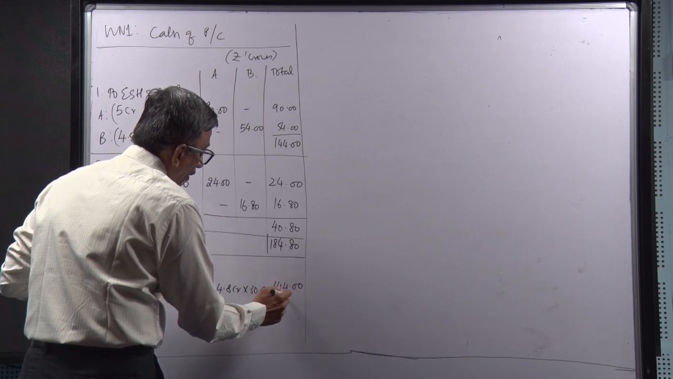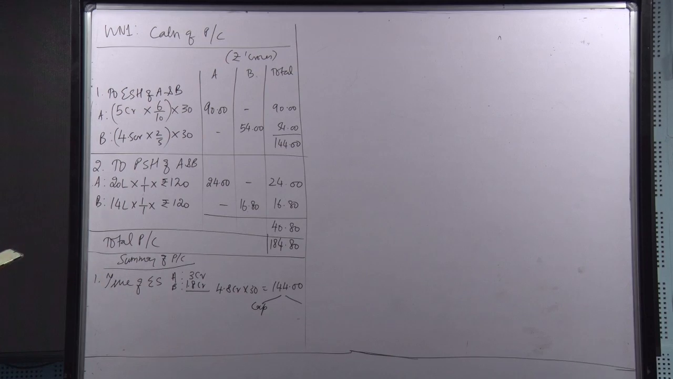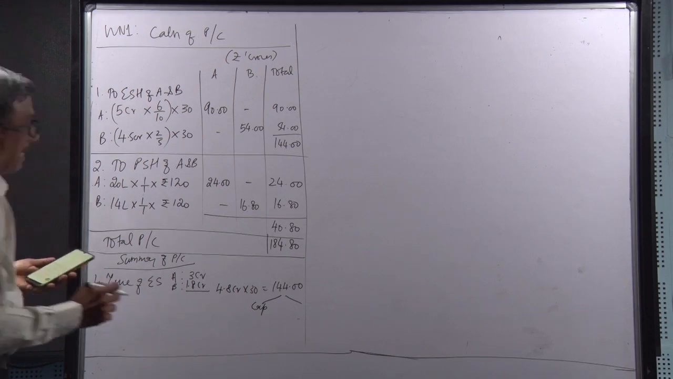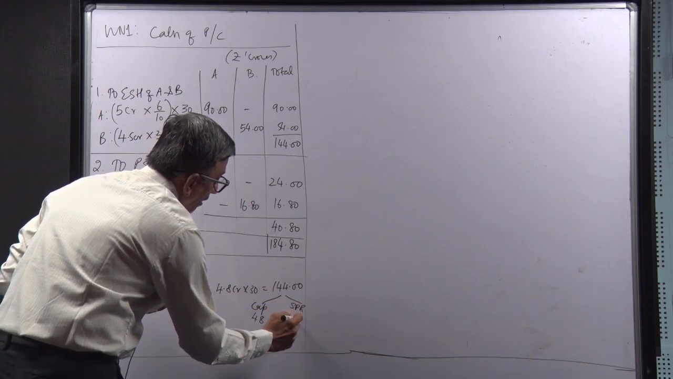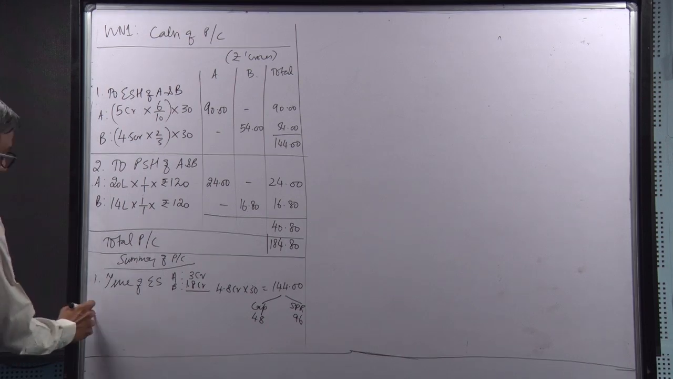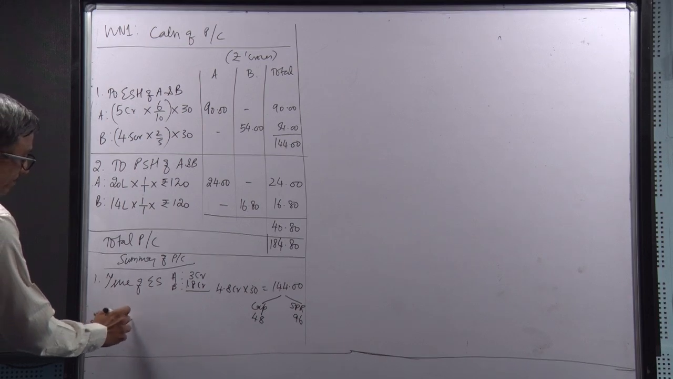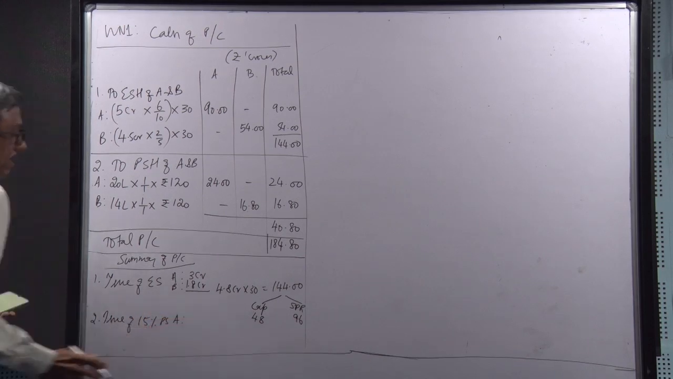But in this 144, capital will be how much? 10 rupees only. That means 48. Securities premium will be 96, 20 rupees per share. So equity share capital will be 48 crores. Premium on that will be 96 crores. Like this, issue of 15% preference shares. How many preference shares will he get?